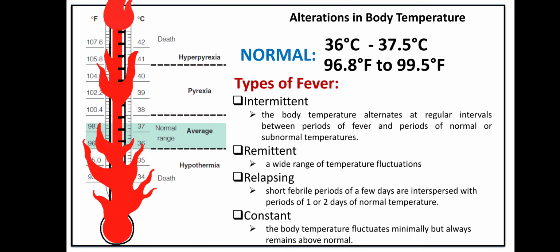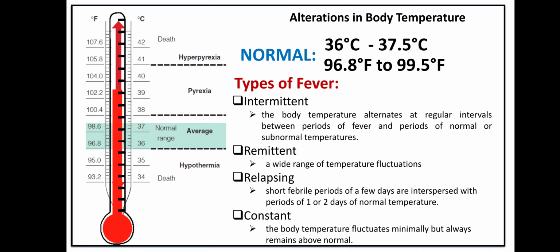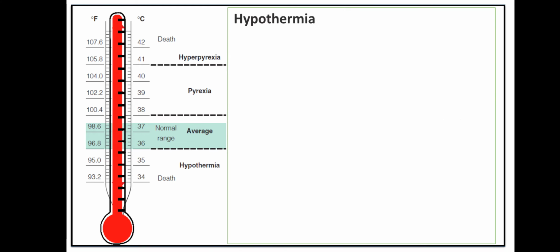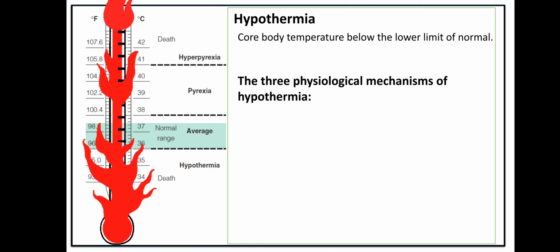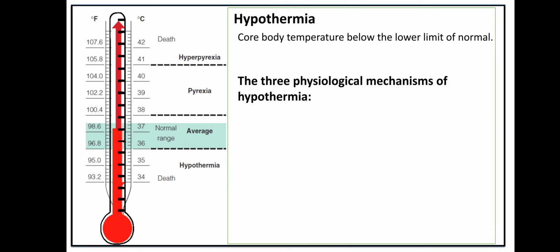So, the relapsing naman is the short febrile periods of a few days which are interspersed with periods of 1 to 2 days normal temperature. And your constant is the body temperature fluctuates minimally but always remains above normal. So, yan yung ating iba't ibang types of fever. So, we have the term hypothermia. Pag naman hypothermia, the core body temperature is below the limit of normal.